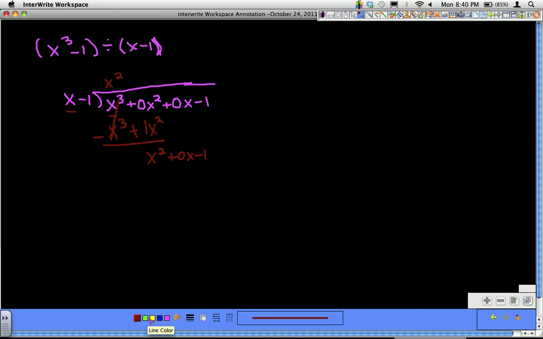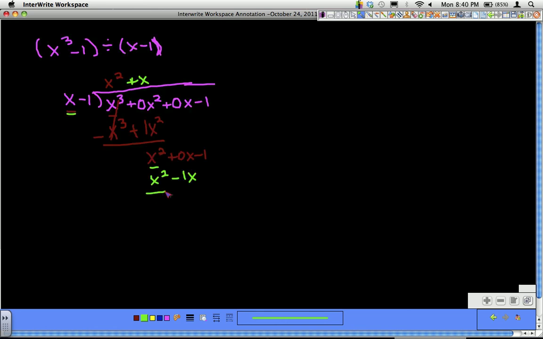Same as before. First number here and first number here. X squared divided by x is positive x. Multiply. X times x is x squared. X times negative 1 is negative 1x. Draw my line. Change my signs. Opposites cancel. I add up and get 1x minus 1. And then we go one more step.